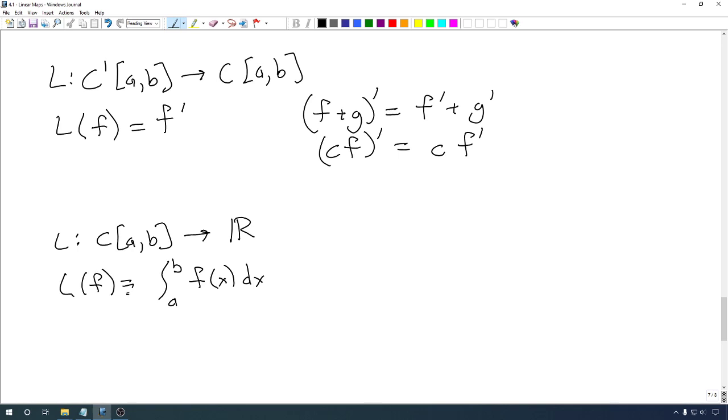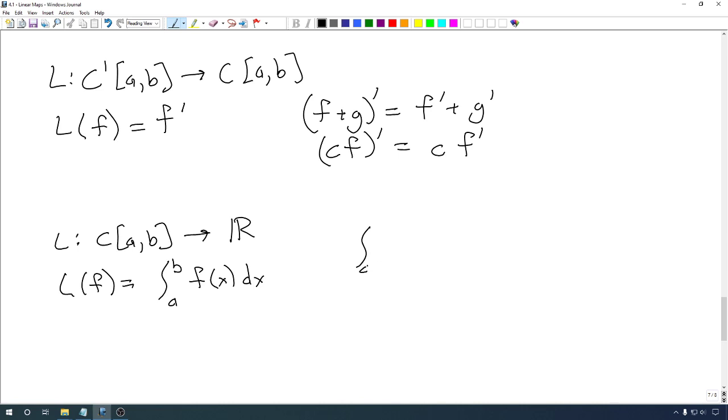So remember, we're making this a definite integral, so the result of this will always just be a number. And because we're dealing with continuous functions here, we know that we can always integrate. That's part of the fundamental theorem of calculus. But this is also a linear map.